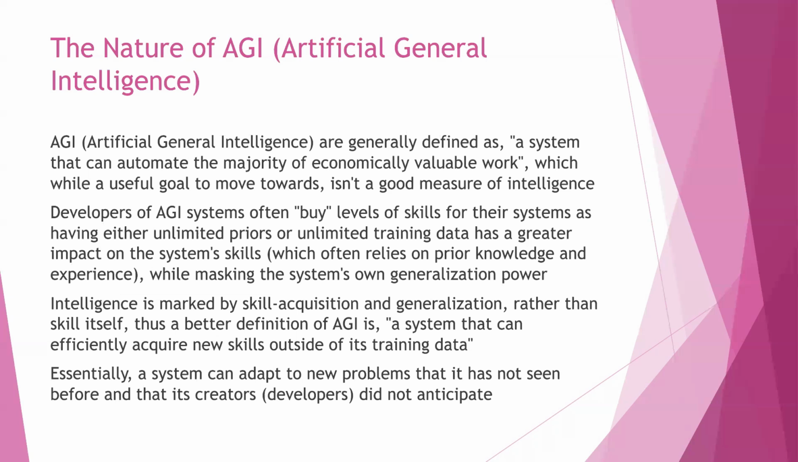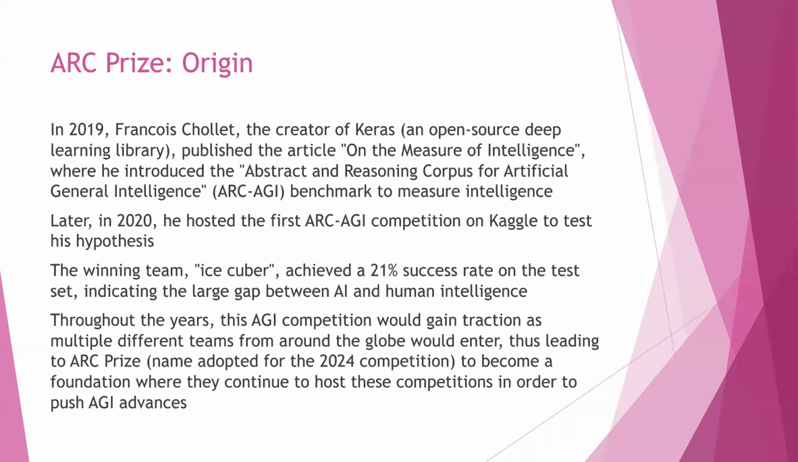Thus, a better definition of AGI is a system that can efficiently acquire new skills outside of its training data. Essentially, a system can adapt to new problems that it has not seen before and that its creators or developers did not anticipate. This is where ARC Prize comes into place.